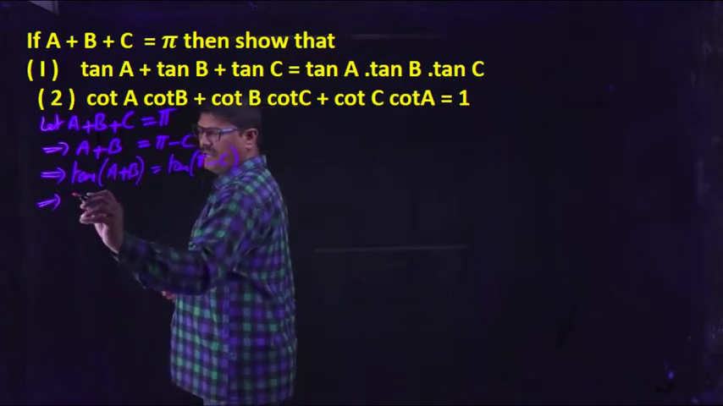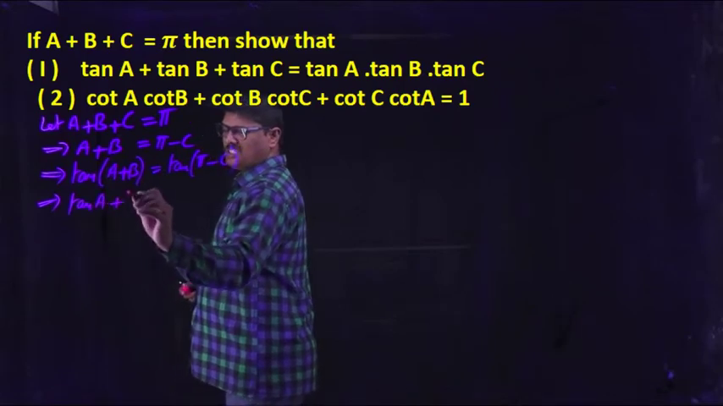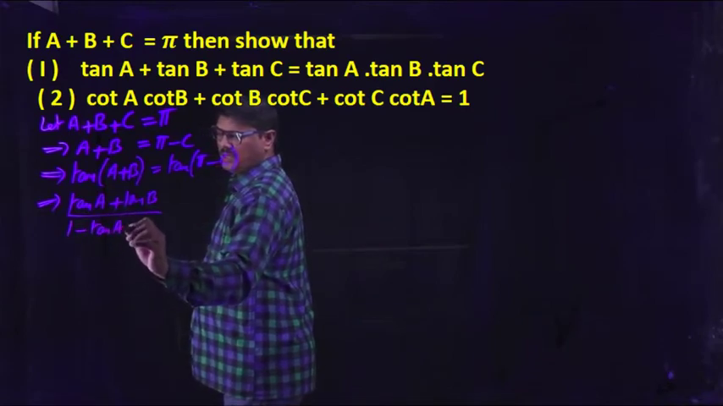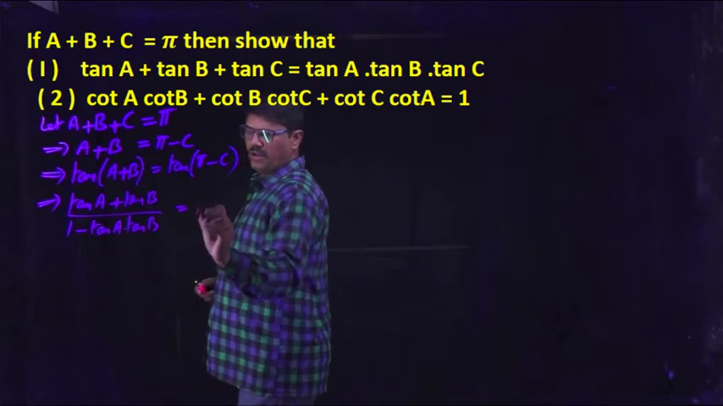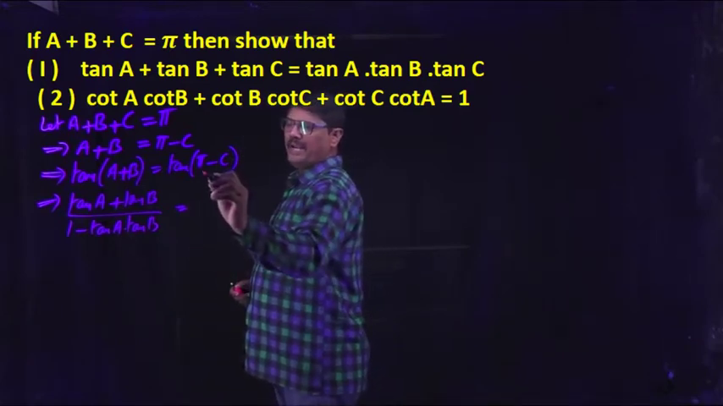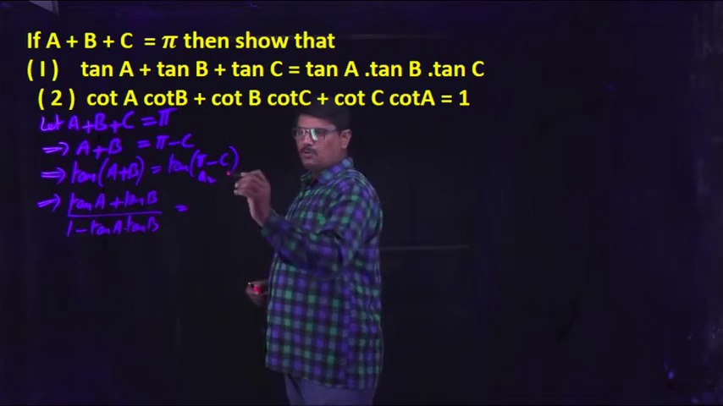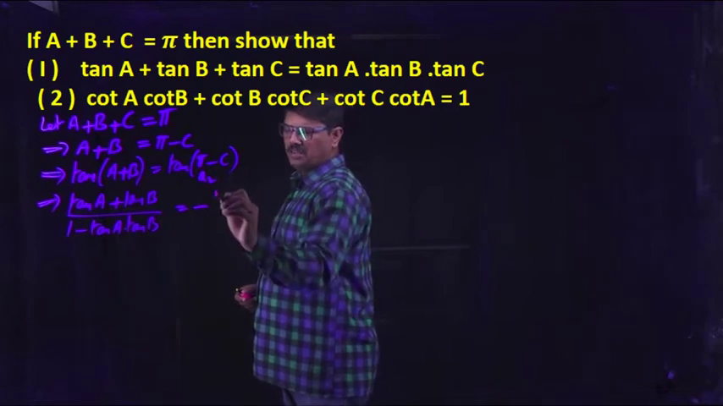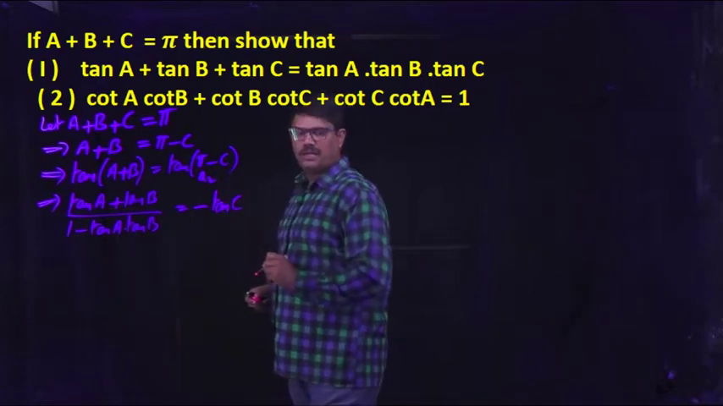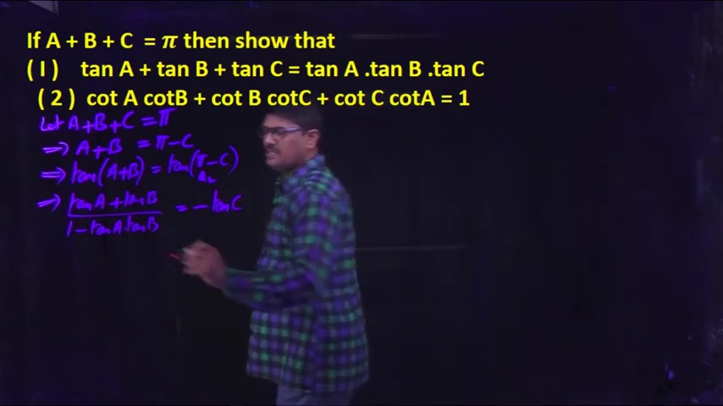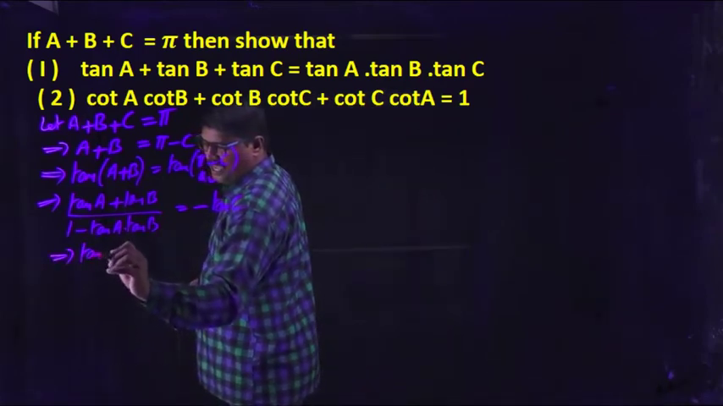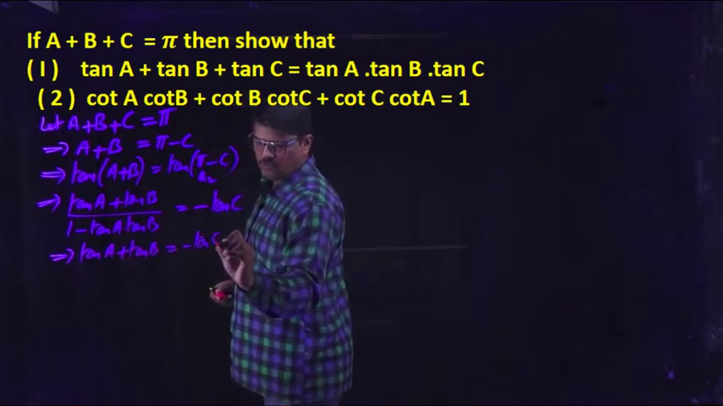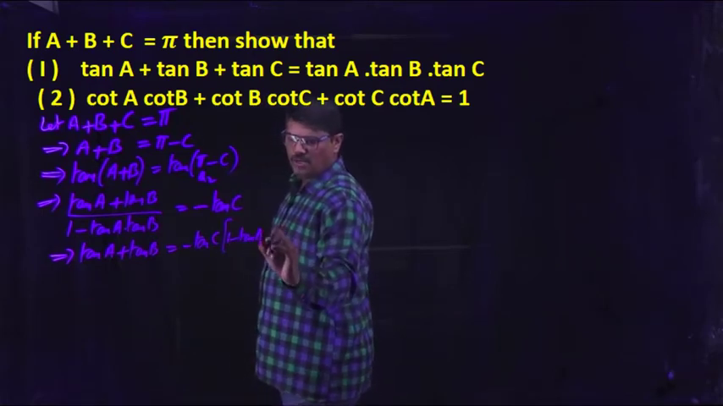So you will get tan of A plus B is equal to tan of pi minus C. Now use the formula of tan of A plus B, which is tan A plus tan B by 1 minus tan A into tan B. Now pi minus C, that is 180 minus C, is in the second quadrant. In the second quadrant generally tan has a negative sign, so tan of 180 minus C is minus tan C. Finally tan of pi minus C is minus tan C. By this, tan A plus tan B is equal to minus tan C into 1 minus tan A into tan B.